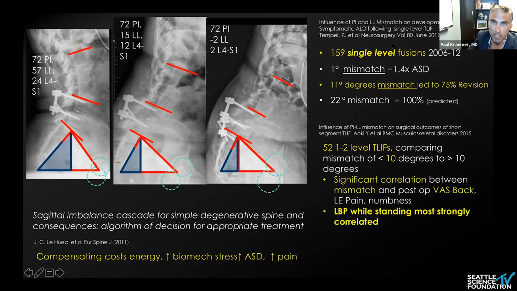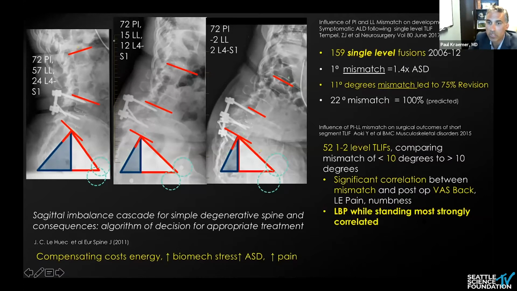This is the Zach Temple and Adam Cantor study that we talked about a little bit, about the revision rate from some T-lifts, all single level T-lifts, showing you that even a single level T-lift or a 1 to 2 level T-lift can turn into a disaster situation if you're not watching the numbers, and especially recognizing high pelvic incidence, high pelvic tilt as somebody who is at risk of turning into really a flail situation.